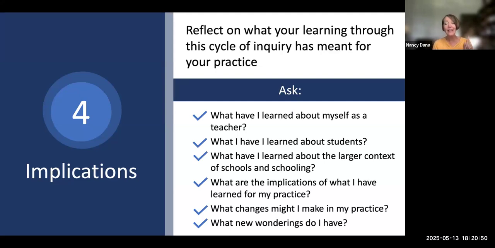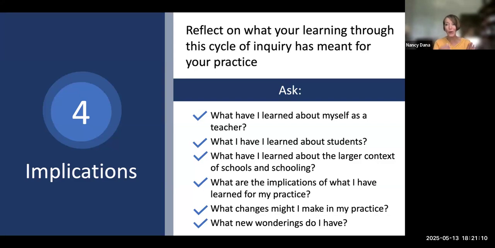The first one is, what have I learned about myself as a teacher? The second one is, what have I learned about students? The third is, what have I learned about the larger context of schools and schooling? The fourth is, what are the implications of what I have learned for my practice?